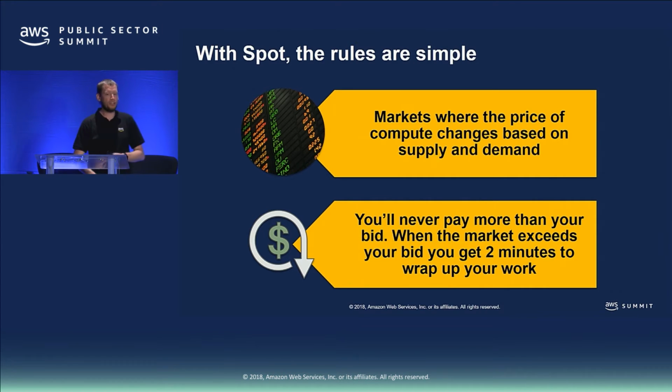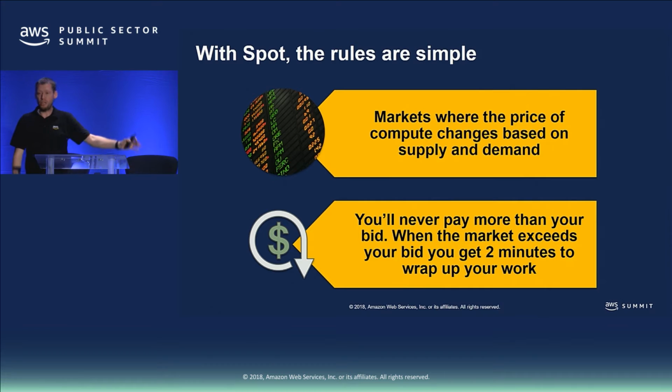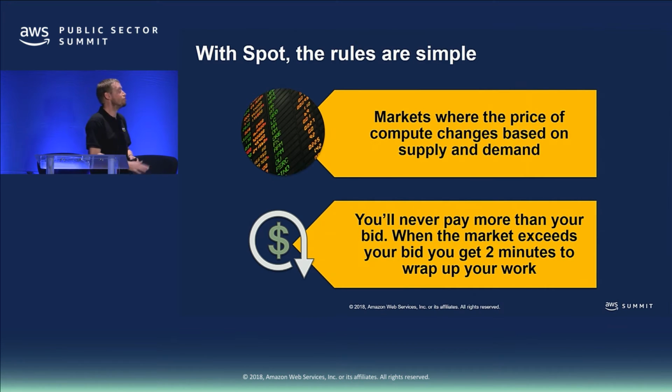So if the spot price is 10 cents per hour and you bid 20 cents per hour, you will only pay 10 cents per hour. If that price goes up, you will stop paying when you get to 20 cents per hour, because when you exceed that price, we give you a 2-minute warning and we terminate your instances. This is why it's not suitable for every workload. Don't run your production website on spot unless you've got some really, really good load balancing capabilities. But for those use cases, it works really well.